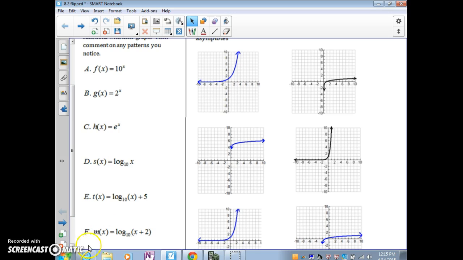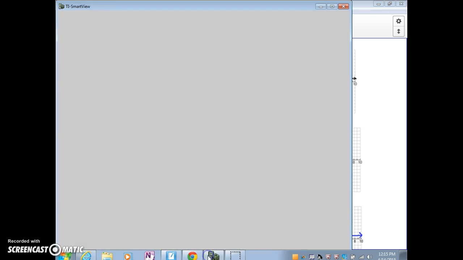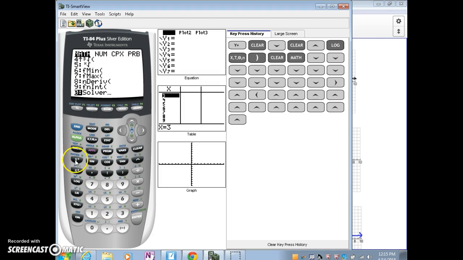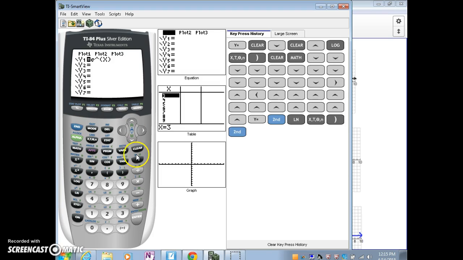So when you guys are doing C, go to y equals, and see this ln? That actually stands for natural log. Well, look above it, and there's e to the x. So if you're in y equals, and you wanted to graph C, which is h of x equals e to the x, you're going to hit second, and then this ln button, you're going to see that e, and you're going to raise it to the x, and then you're going to hit graph. So go ahead and match the graphs to the equations, and then we'll get into the short bit of notes. All right, keep up the good work.